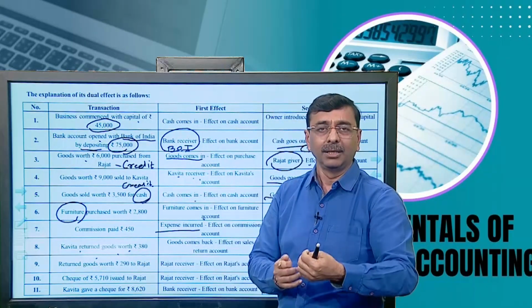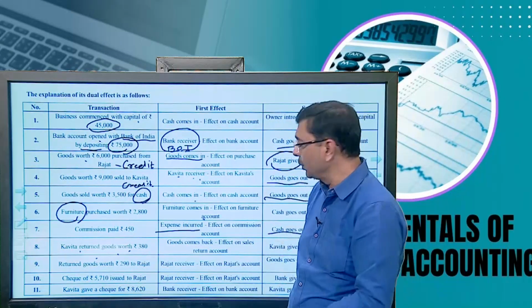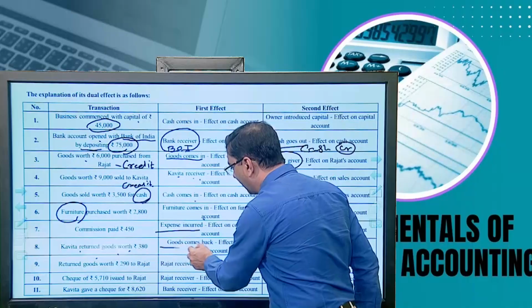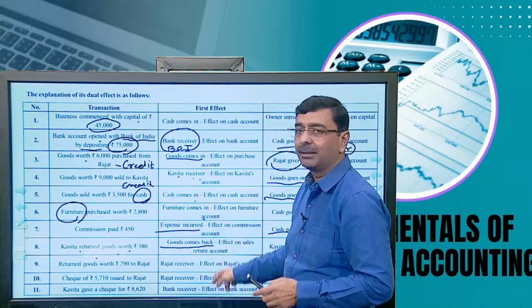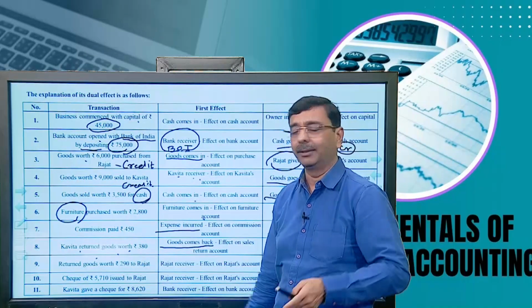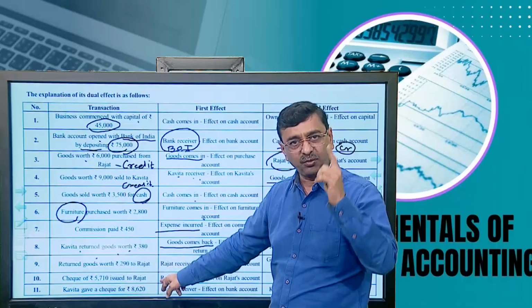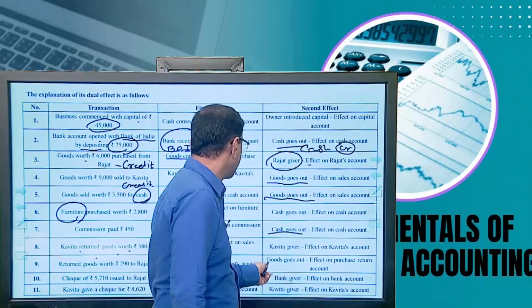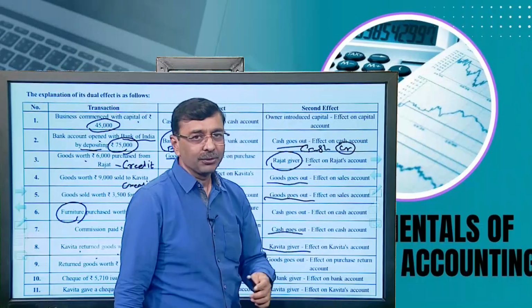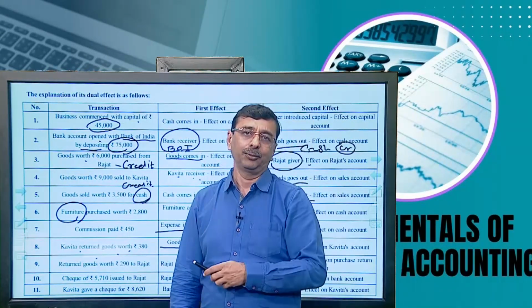Goods come in. Which goods come in? Those which were sold earlier. So here the word used is sales return. When goods come back which were sold earlier, the effect is sales return, so the sales return account is the first account, and since they are returned by Kavita, Kavita's account is credited. So sales return account debit, to Kavita's account.